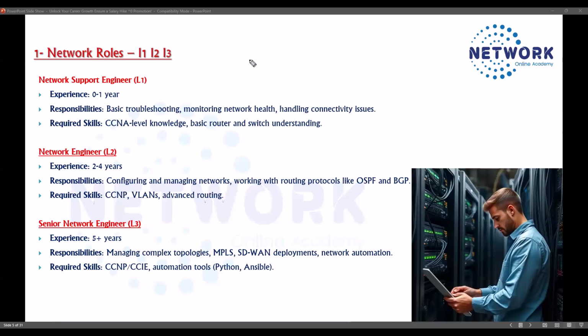Like the network engineer, you will have a level one, basically 0 to 1 years of experience. Okay, and your job is to do most of the basic troubleshooting or monitoring the network or verifying some connectivity status, those kinds of things. So mostly a fresher who wants to get into a network role or a network engineering role will start with network engineering level one.